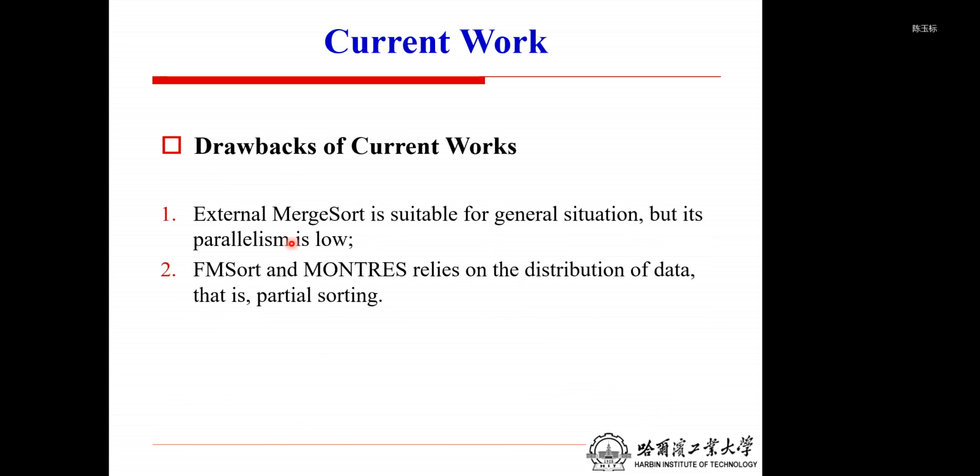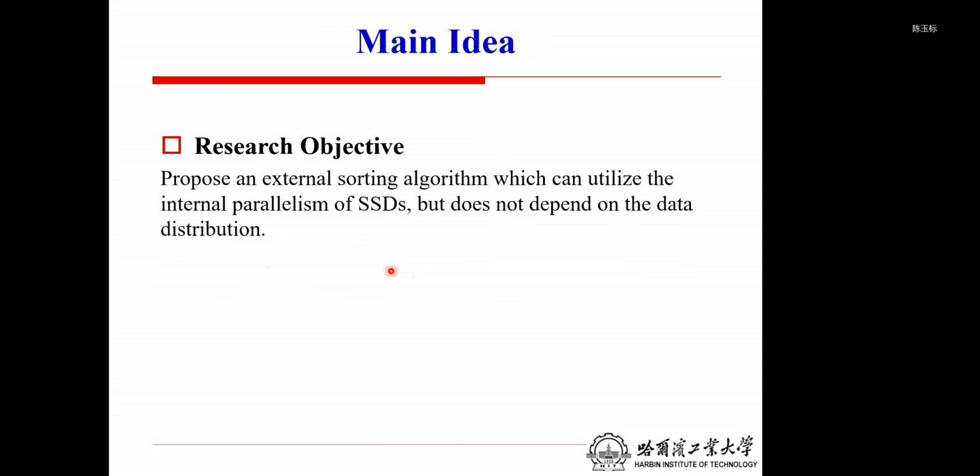Now we draw conclusions about the drawbacks of current works. External merge sort is suitable for the general situation, but its parallelism is low because of the data loading dependency. FSSort and Montres perform well, but they rely on the distribution of the data. This is a partial sorting.